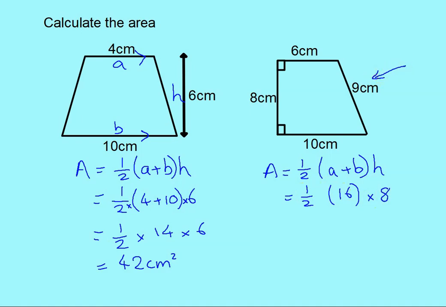what's this fella doing? He's just there to put you off. This is like a slanted length. It's got nothing to do with my formula, so I don't use it. Again, 16 times 8. I don't know what that is, but I do know what half 16 is. That's 8. And 8 times 8 is 64. I could have done half times 8, 4, 4 times 16. But the easiest path was to do half 16 first.